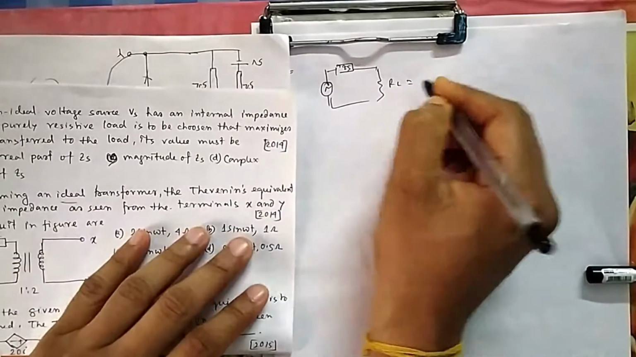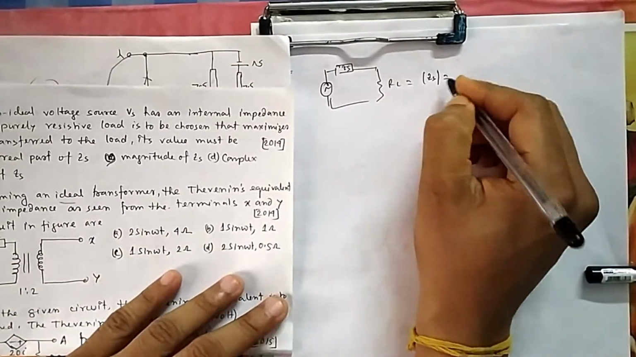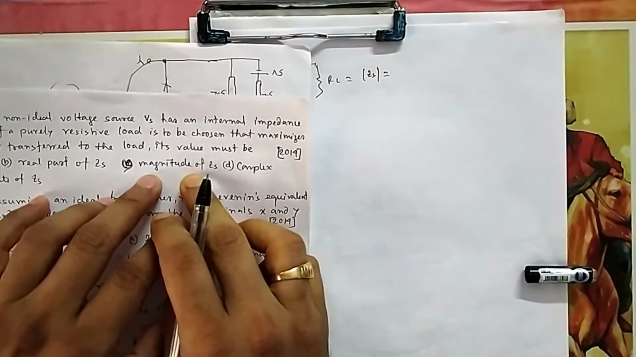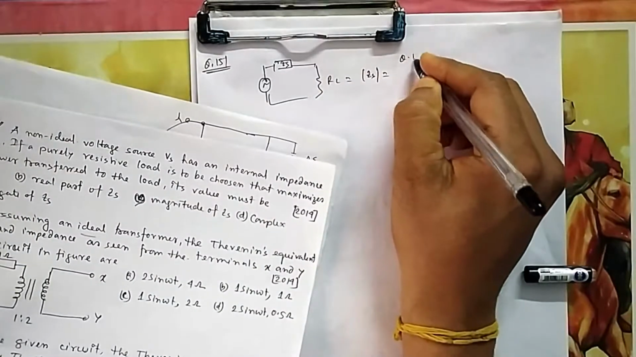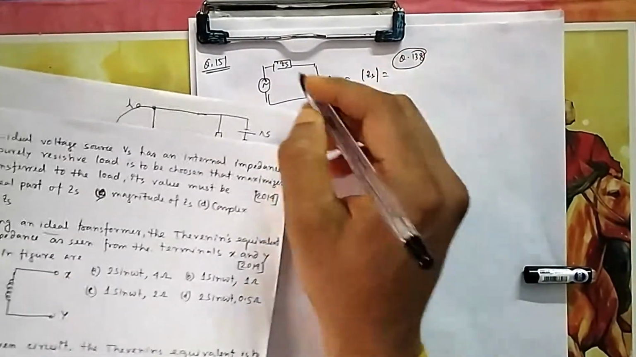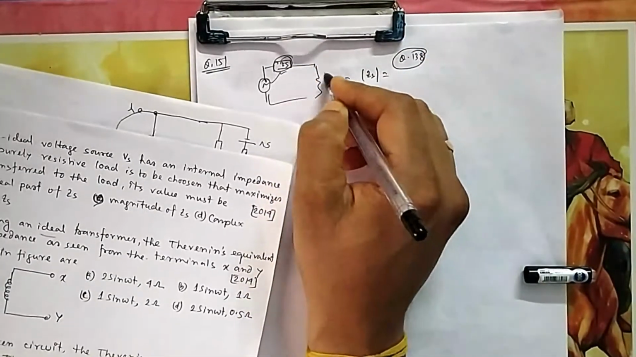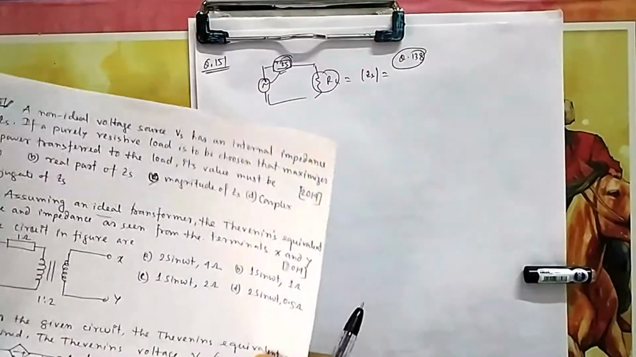So in this case this RL should be equal to the magnitude of Zs. Again it is not a standard case, we have derived this one. Directly they have given the magnitude of Zs, that's it. So you can refer from where it is coming. In question number 138 we have derived where your source is an impedance and load is a resistance, then what will be the maximum power.